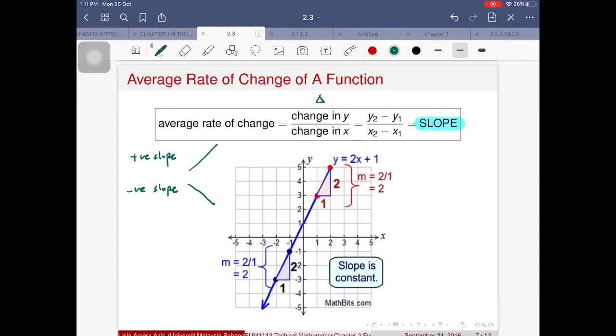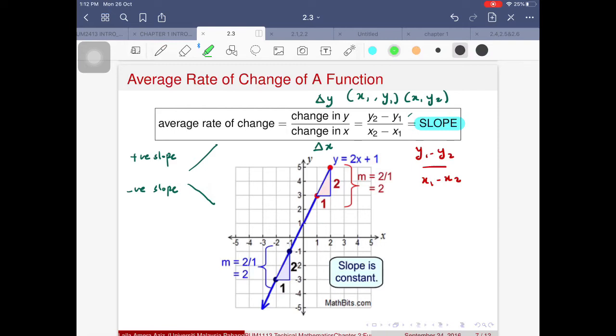Okay, in terms of the formula, the slope is going to be the change in y, which we usually denote by delta y. Delta means change, over delta x, which is the change in x. If I have two coordinates, x1, y1 and x2, y2, how do we calculate the slope? The formula is y2 minus y1 over x2 minus x1. Or you can also use y1 minus y2 over x1 minus x2.